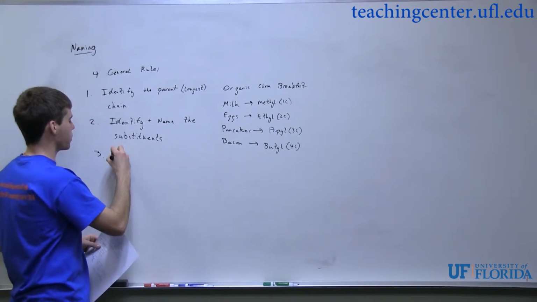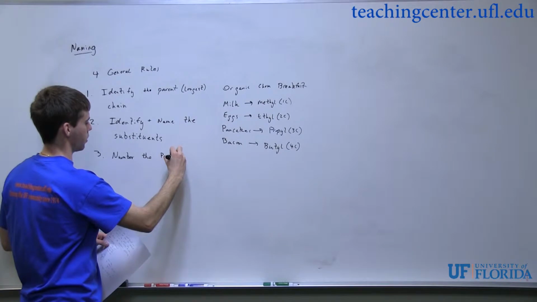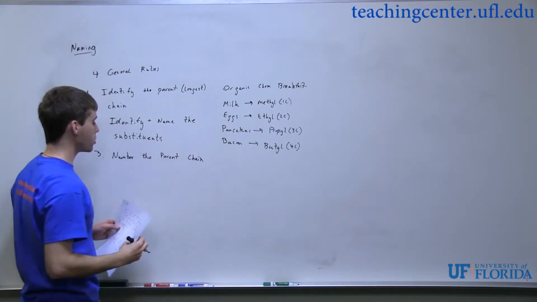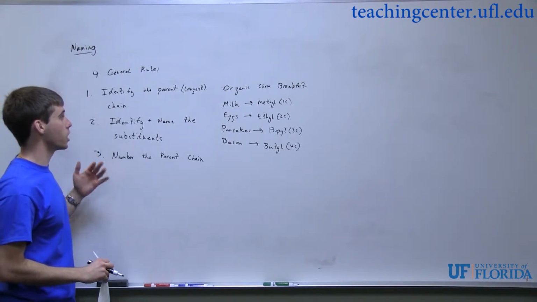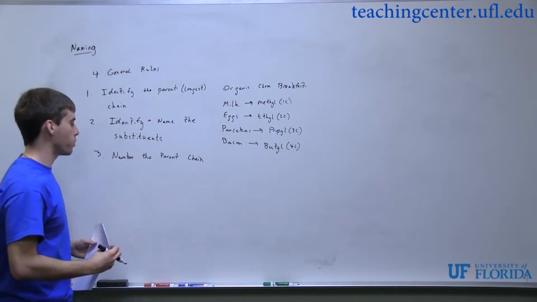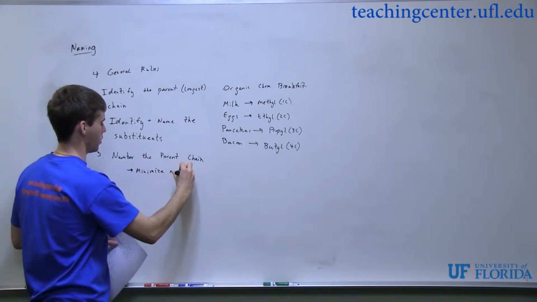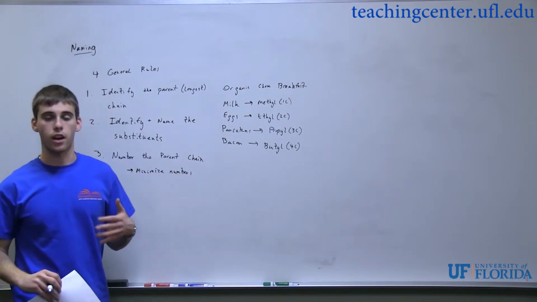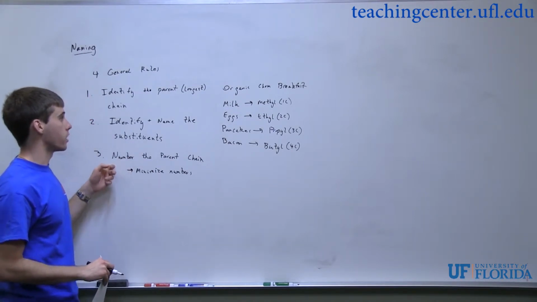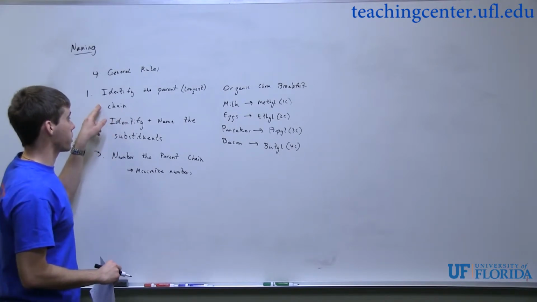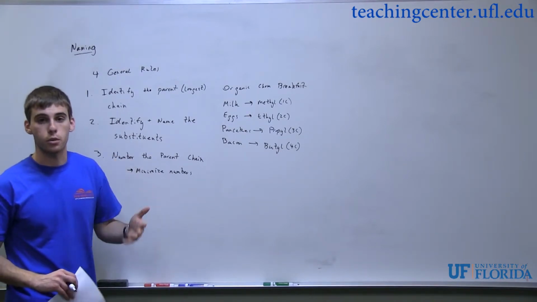Third, you're going to number the parent chain. This is the part you have to be careful with, because this is where naming can get a little bit ugly. You don't want to prematurely number the parent chain, because you want to minimize numbers, and you want to keep these numbers in line with alphabetical order and with other priorities that you'll learn as you keep going through the course. So you don't want to jump the gun. A common mistake, and something that I do all the time, is that when I'm counting my longest chain, my parent chain, I won't re-look to see how I can minimize the numbers of the substituents.